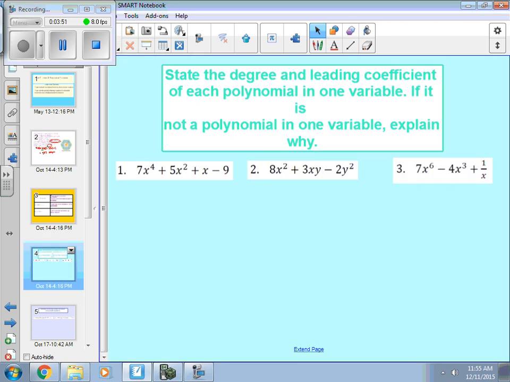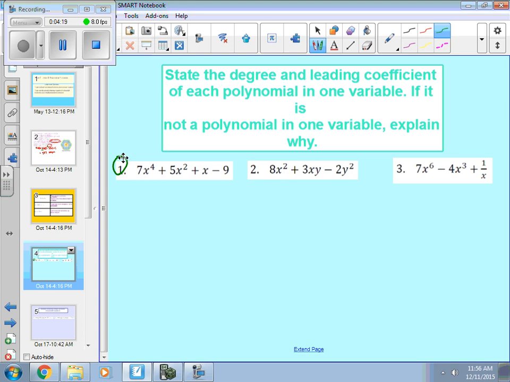Okay, so let's see if we can find some of those things on a few polynomials here. They want us to state the degree and the leading coefficient of each one here, if it actually is a polynomial in one variable. Okay, so the first one, let's check. Is there just one variable here? Yes, in number 1, x is the only variable, so that's good. Are there any variables in the denominator? Nope, we don't have any fractions. So this is a polynomial in one variable.